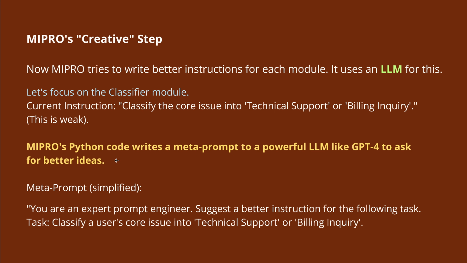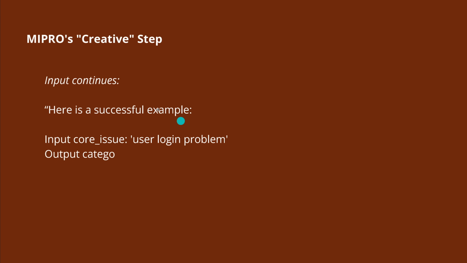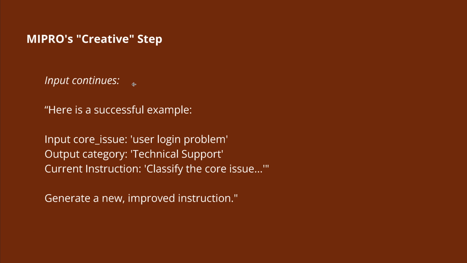And MIPRO's Python code now writes a meta prompt to GPT-4 to ask for better ideas. MIPRO says, hello, little GPT-4, help. Can you please optimize this prompt? Thank you. So we have now a meta prompt. It says, you are an expert prompt engineer. You know this. Suggest a better instruction for the following task. Task: classify a user's core issue into technical support or billing inquiry. And then you provide examples, so it must know what it's all about. Say, hey, these are my examples. And now generate a new improved instruction for my prompt.